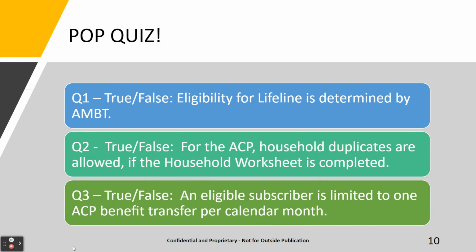Question 2. The answer is false. Household duplicates are not allowed in either the ACP or Lifeline. Both ACP and Lifeline allow address duplicates when a household worksheet is completed. Question 3. True. Remember that a service provider has to make the required disclosures and obtain consent before initiating a benefit transfer. At AMBT, we have built that into our enrollment flow.